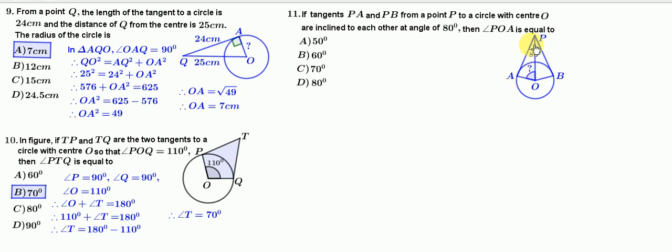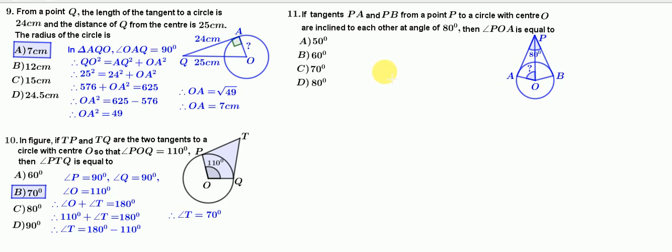In triangles APO and BPO, angle A equal to angle B equal to 90 degrees, OP equal to OP, and radii OA and OB are equal to each other. Therefore, triangle APO is congruent to triangle BPO. So, angle AOP is equal to angle BOP, and sum of these two angles is equal to 100 degrees. Therefore, measure of angle AOP is equal to 50 degrees. So, option A is the correct answer.